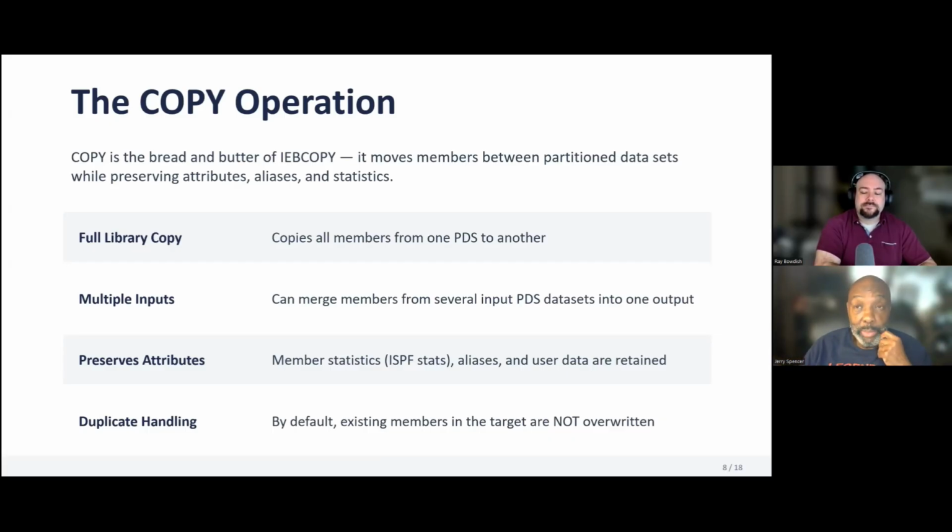So we probably still have some JCL that has comments that you have to run this by IEBCOPY, otherwise you'll mess up the aliases. That's no longer true. They finally have fixed that, both for PDSs and, of course, PDSEs. So your full library copy copies everything from one PDS to another. You can merge members from several input PDSs into one output. Like I said, it preserves the attributes.